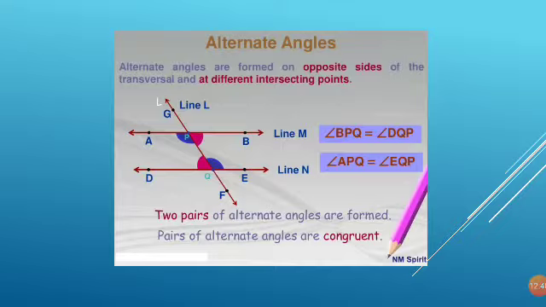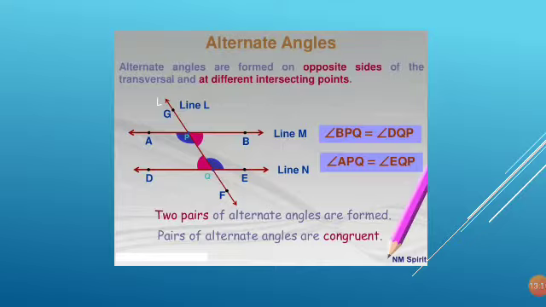So BPQ and DQP are alternate angles. This one is BPQ, the next one is DQP, so that is called the alternate angle. The next one is APQ equal to EQP. That is a Z-shaped angle. A Z-shaped angle is always called alternate angles. That is equal, APQ equals EQP.